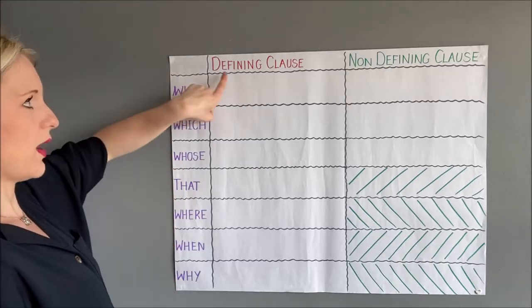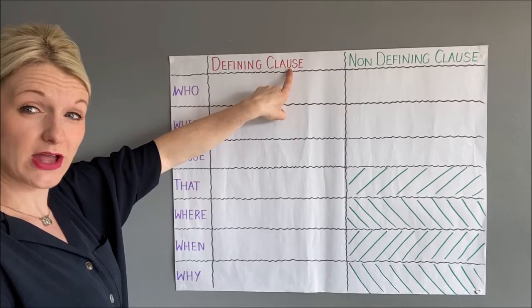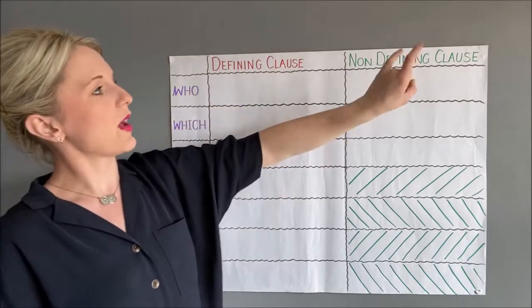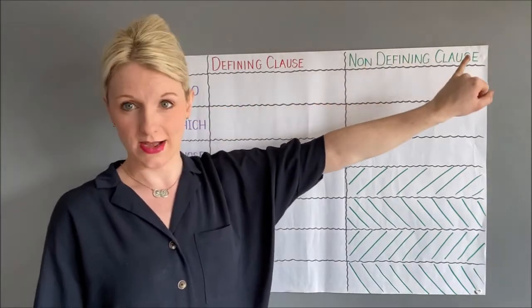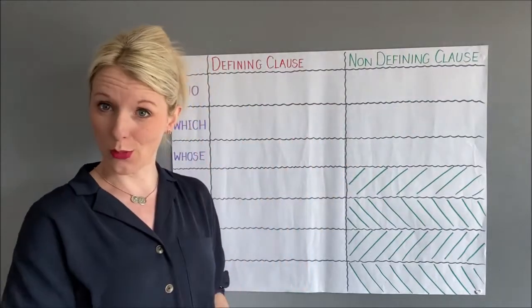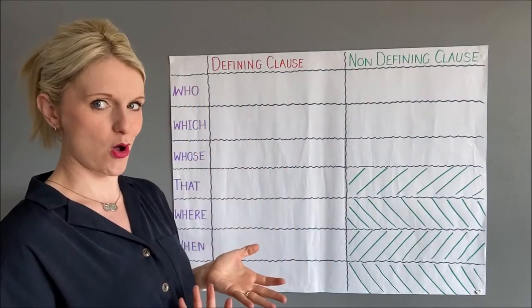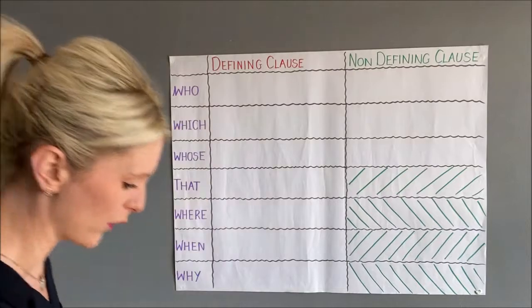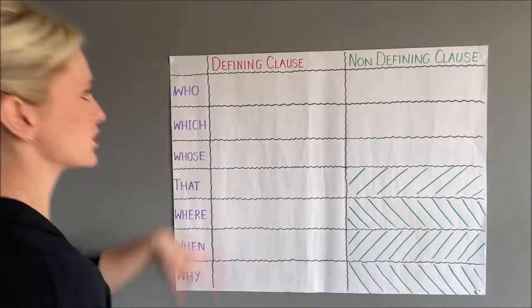One sentence where it's being used in a defining relative clause and one where it's being used in a non-defining relative clause. If you're not sure, then just look at what I'm about to do and then you can have a go afterwards. Okay, so first things first, we're going to start with our defining clauses.